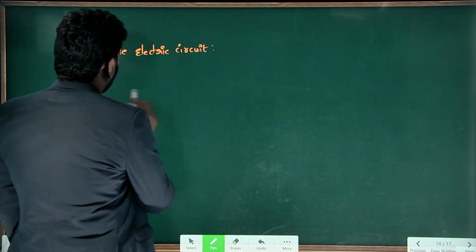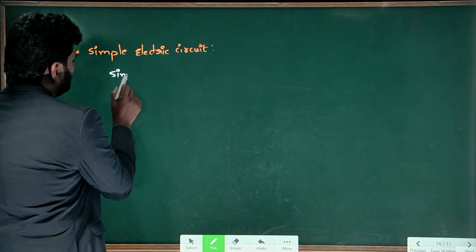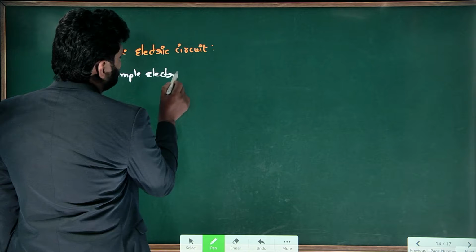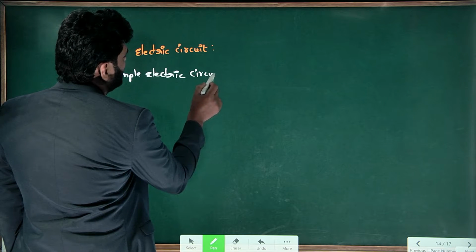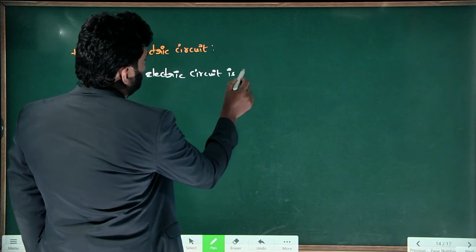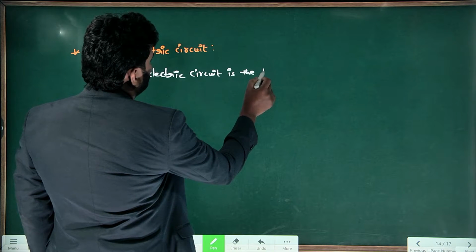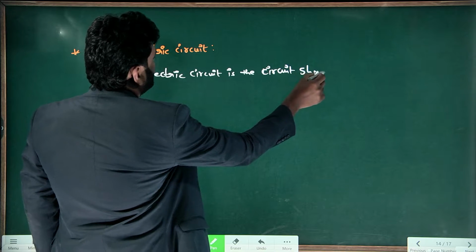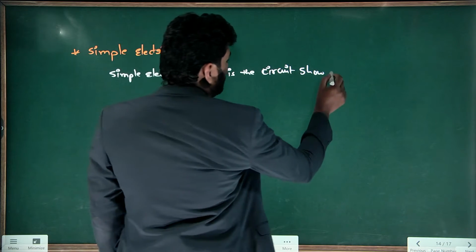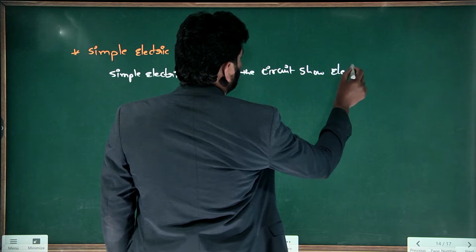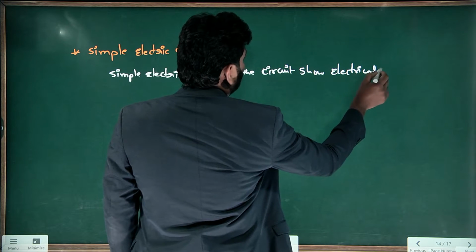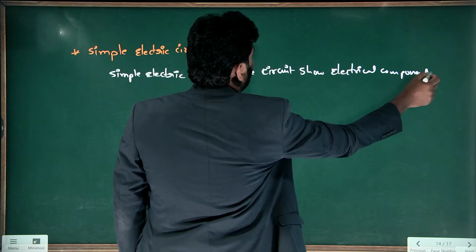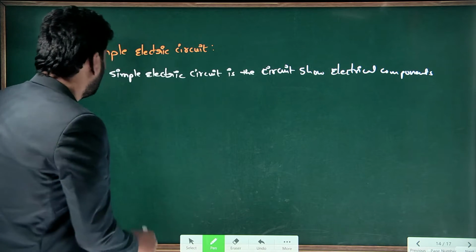Write down: a simple electric circuit is the circuit showing the electrical components with symbols.